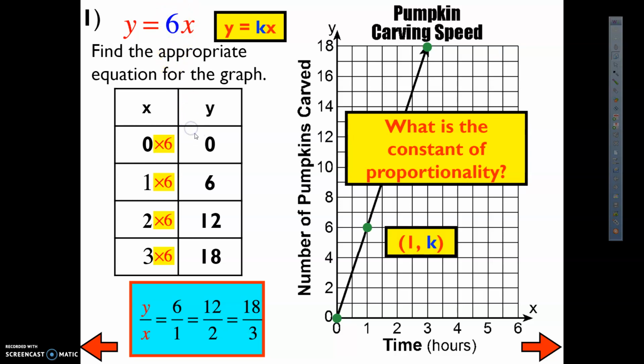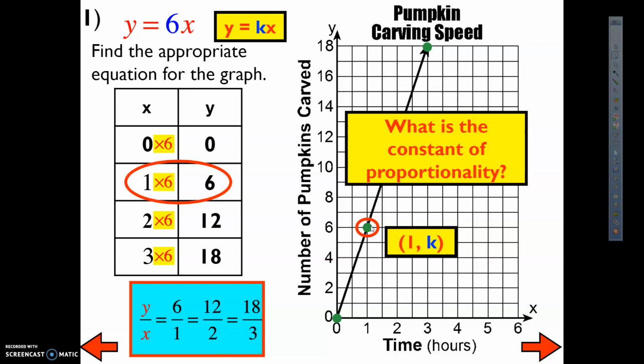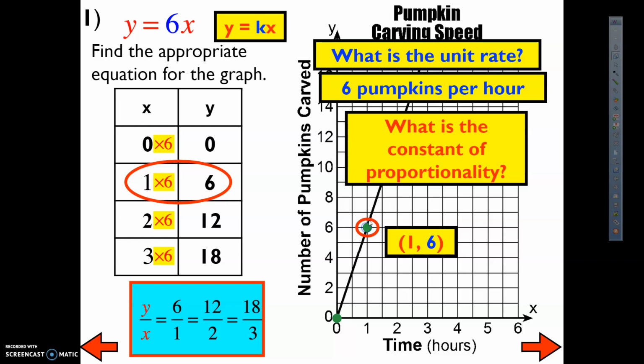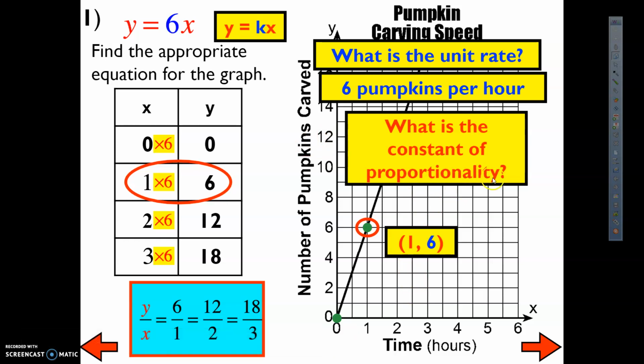So what is the unit rate here? Well, it's found right here at 1. So that's one way we can figure out the unit rate. Otherwise, remember it's y divided by x. We got 6. And so that would be 6 pumpkins per hour. So 6 pumpkins per hour would be our unit rate. Okay, so that's how we work it from a graph back to the equation.